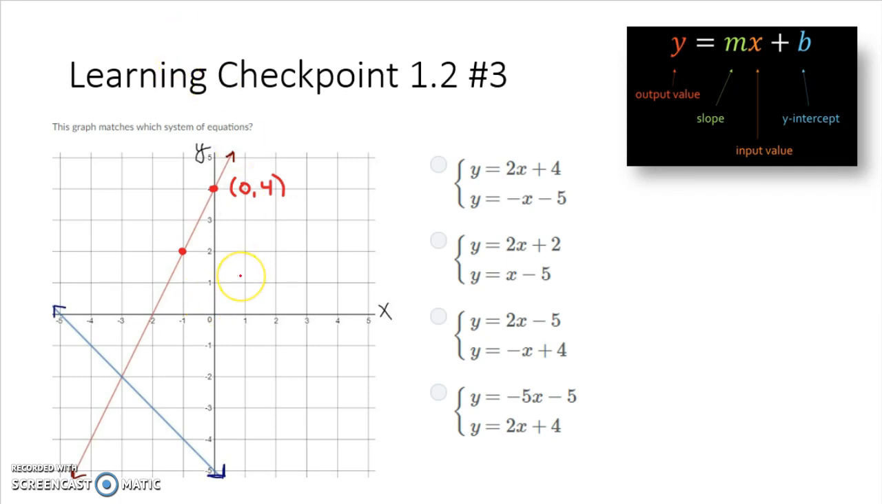And now I'm going to count my rise and count my run between my two red points. So I see that I'm rising 2 spaces, 1, 2, and I'm running 1 space, 1. So my slope, my m value for the red line is going to be 2 over 1, or just 2. So my slope of my red line is positive 2, and the y-intercept is positive 4. You just need to find the correct equation that matches that information. And now we're ready to move on to the blue line.